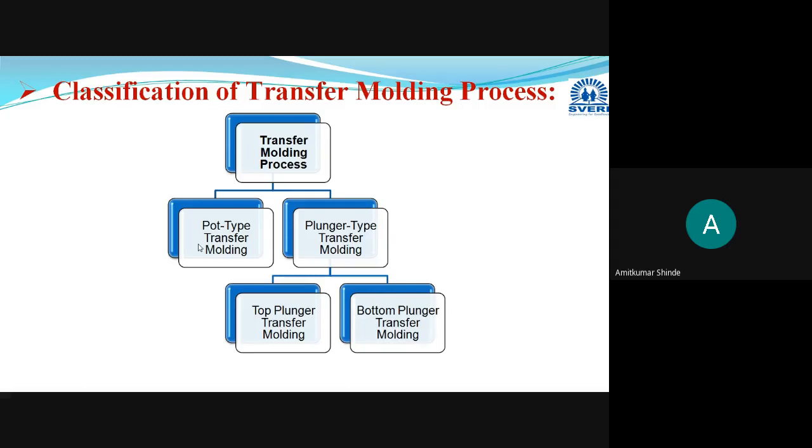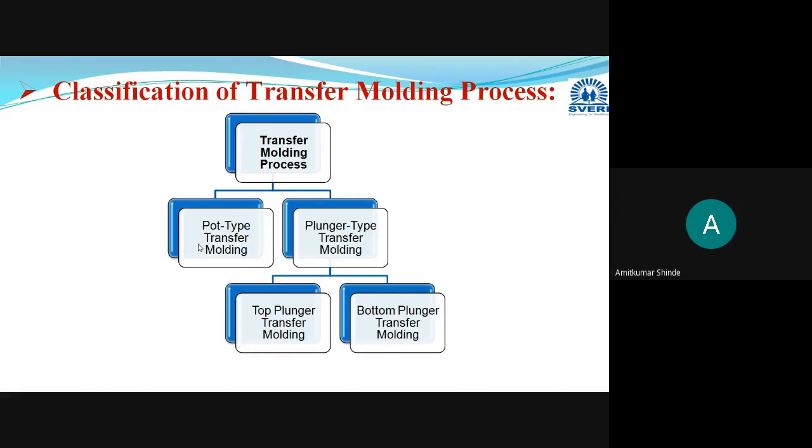When it is through the vertical channels, it is the pot type transfer molding process. When it is through horizontal or lateral channels, it is the plunger type transfer molding process. And when, in the plunger type process, the transfer occurs due to the downward movement of the plunger, it is termed the top plunger transfer molding process. When the transfer of the charge occurs due to the upward movement of the plunger, it is termed the bottom plunger transfer molding process. So this is the brief classification of the transfer molding process.